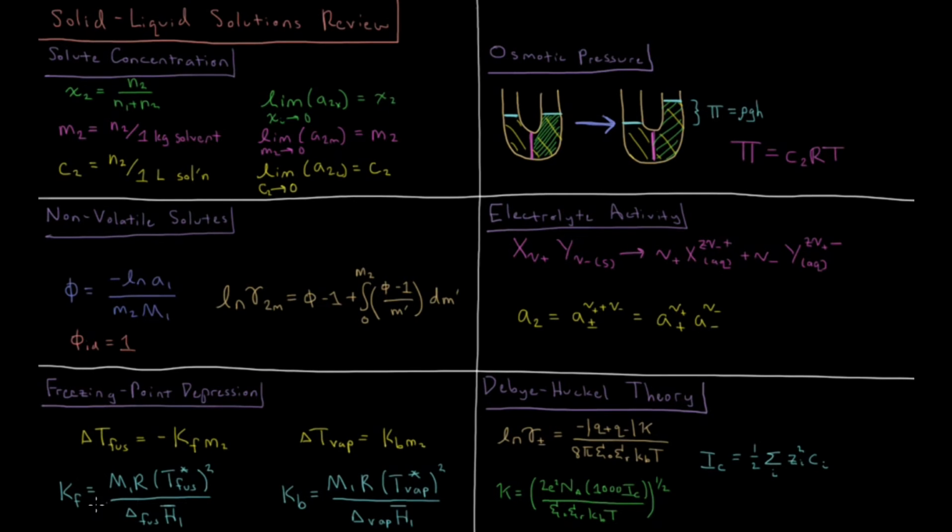And this constant is equal to the same value as the freezing point depression constant, except that instead of the temperature of fusion, the melting point, you have the temperature of vaporization, the boiling point. And instead of the enthalpy of fusion, you have the enthalpy of vaporization, the heat you need to go from a liquid to a gas.